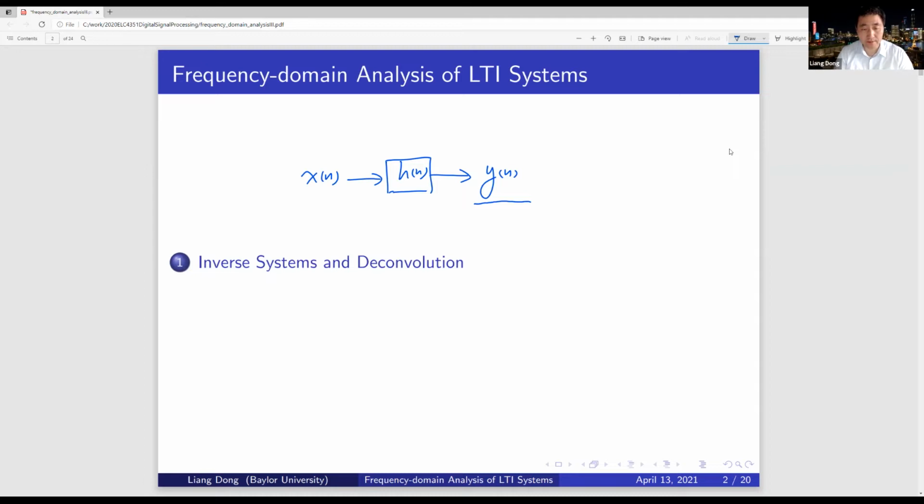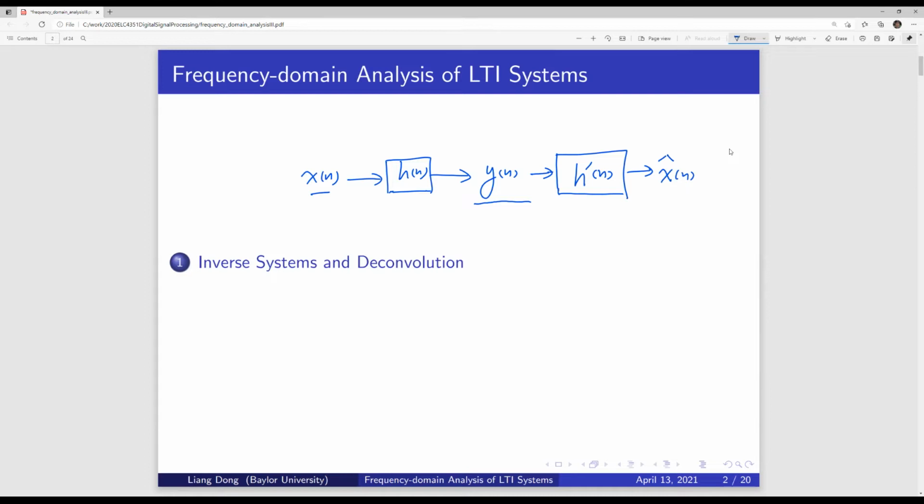Now the Y can have a lot of this filter effect, and it's either a corrupted or distorted version of the original signal X. And we want to recover the original signal X[n], let me call it X hat, an estimate of X. So we have another filter here called H prime. This H prime is an inverter. In the time domain, we can think of that as a deconvolution.